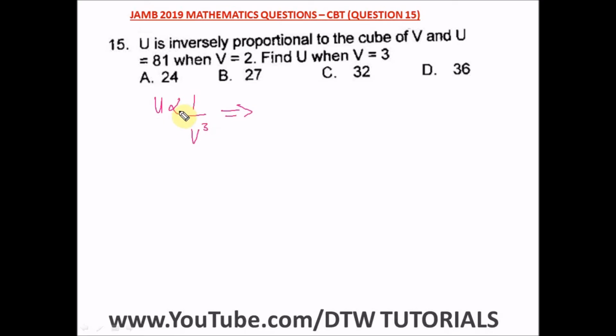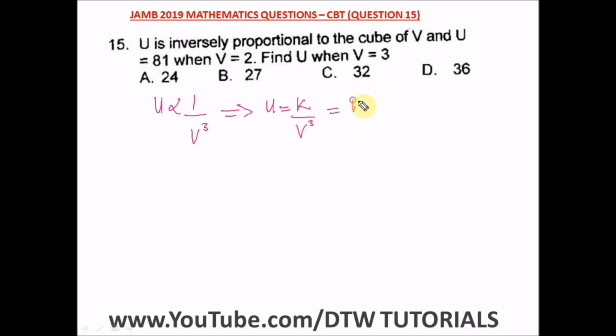Introducing our constant, this variation sign will change to an equal to sign. So we have U is equal to, your constant doesn't go down, it's always up, so U is equal to K over V cube. So from here let's find K.